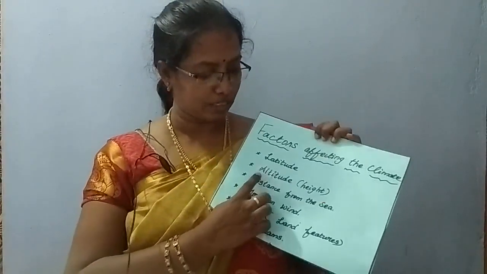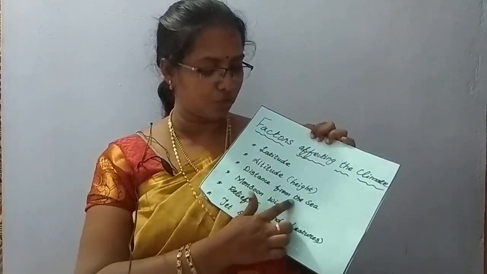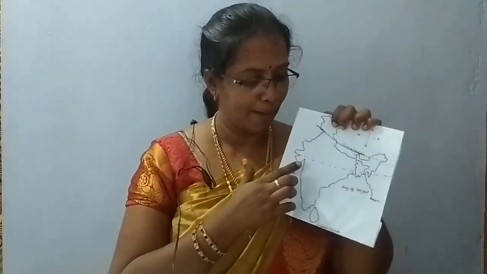Then the next one, distance from the sea, students. This is the third one, factors affecting the climate. Third one, distance from the sea. In this, what things are given? This distance from the sea not only affects the climate of India, but also it affects the amount of rainfall. How is it possible? In the map you can check it.